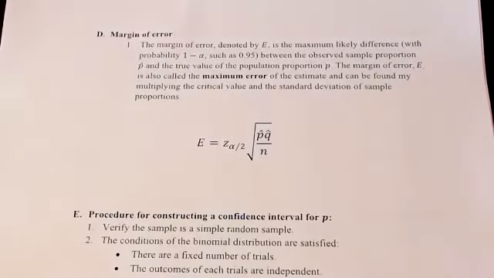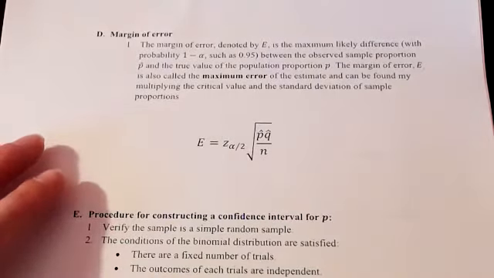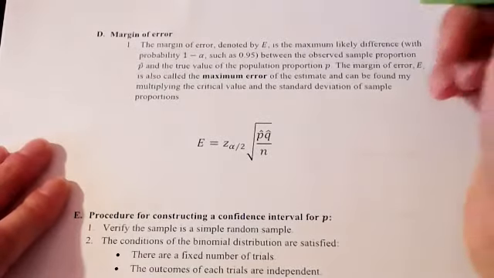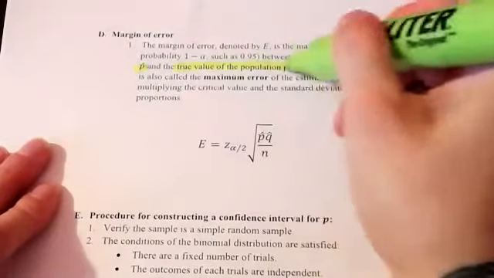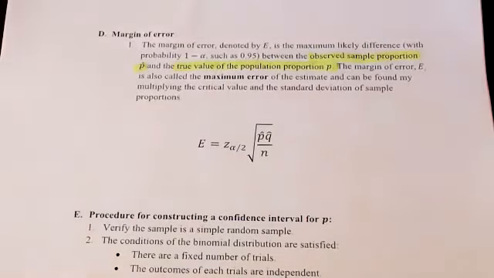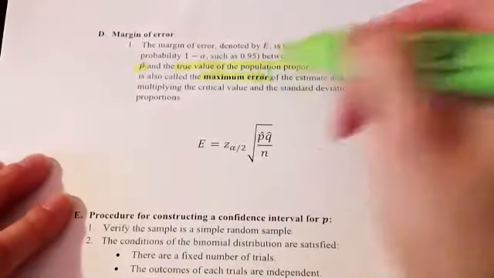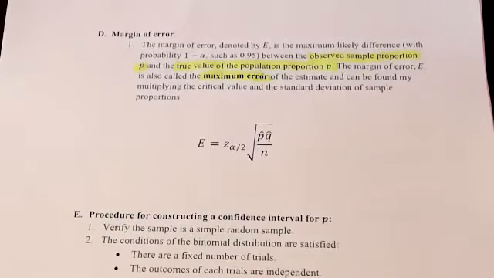Okay. The margin of error denoted by E is the maximum likely difference with probability 1 minus alpha, such as 0.95, between the observed sample proportion, p hat, and the true value of the proportion or the population proportion, p. The margin of error, E, is also called the maximum error of estimate and can be found by multiplying the critical value and the standard deviation of the sample proportions.